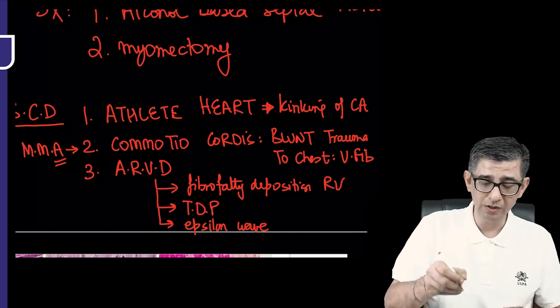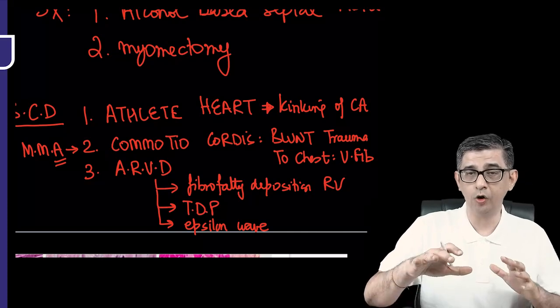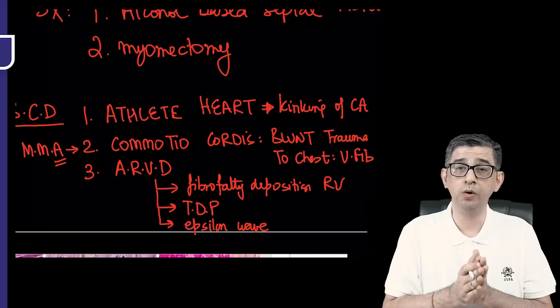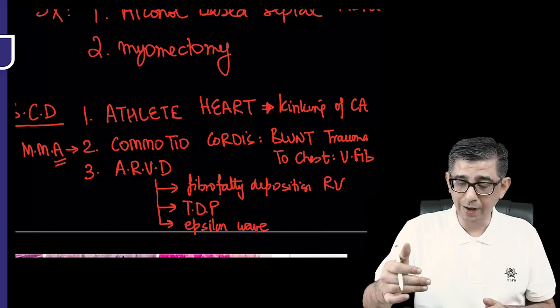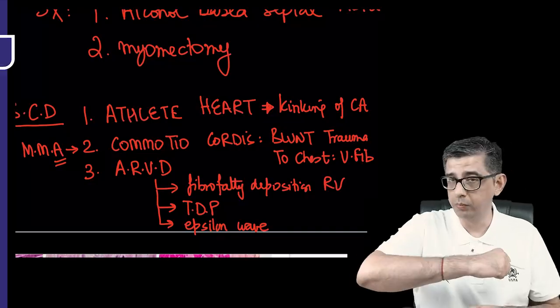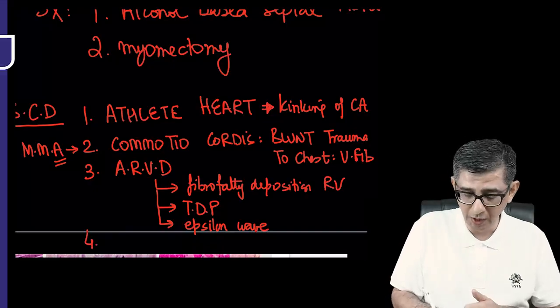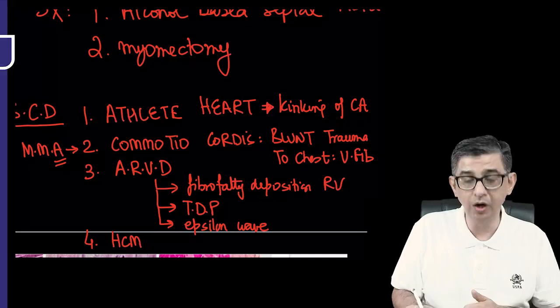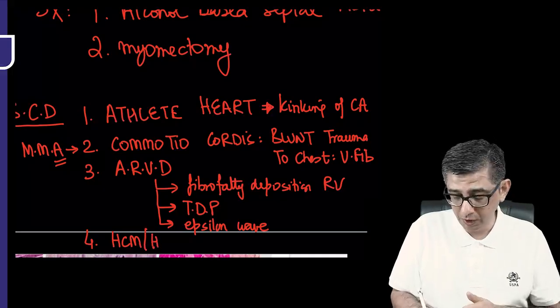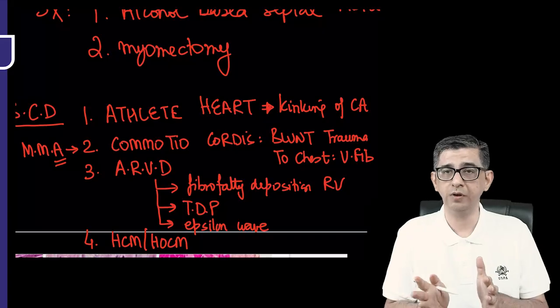is to tell you that sudden cardiac death at a competition level, where I'm talking about professional sports, is athlete's heart, or it could be blunt trauma to the chest, or it could be arrhythmogenic right ventricular dysplasia. And if you ruled all of these out, then the cause of death is hypertrophic cardiomyopathy.